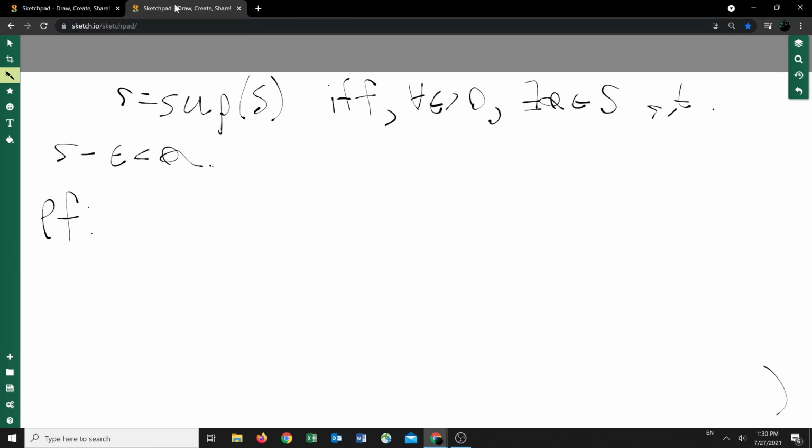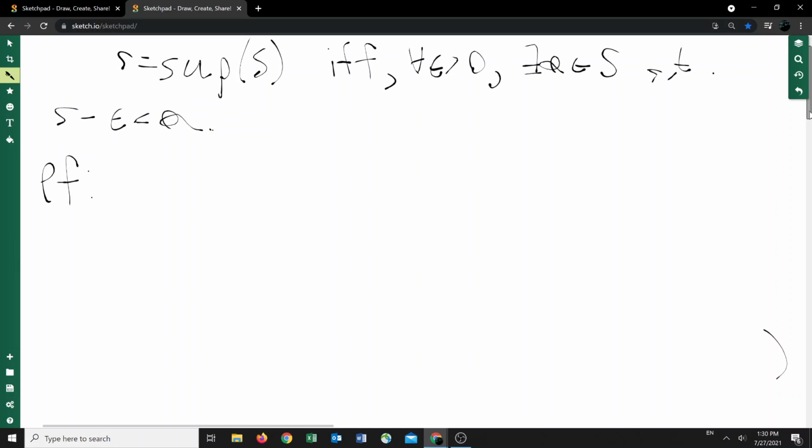So we're going to look at this nice result of the supremum, which is in terms of epsilon. We're going to prove that s equals the supremum of capital S, where S is a set that is bounded above, if and only if, for all epsilon greater than 0, there exists an a in S such that s minus epsilon is less than a. So proof. First, we're going to prove it this way.